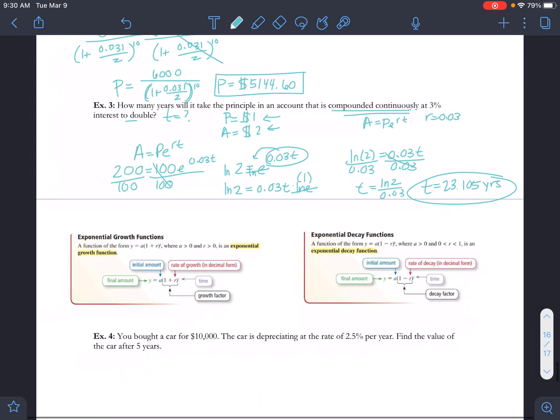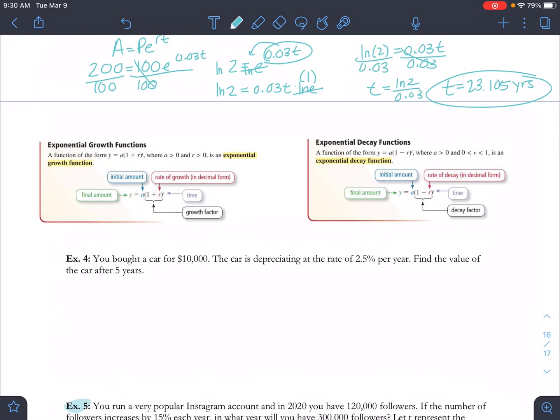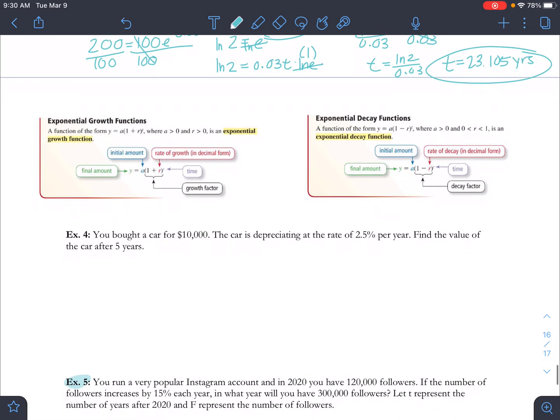Okay, last problem we're going to do is number 4 here. We'll save number 5 for class about your popular Instagram account. So number 4, exponential growth and exponential decay. We've obviously talked about what it looks like in a graph: 2 to the x, 3 to the x for exponential growth, and 1/2 to the x, 1/3 to the x for exponential decay. I don't want you to get confused.